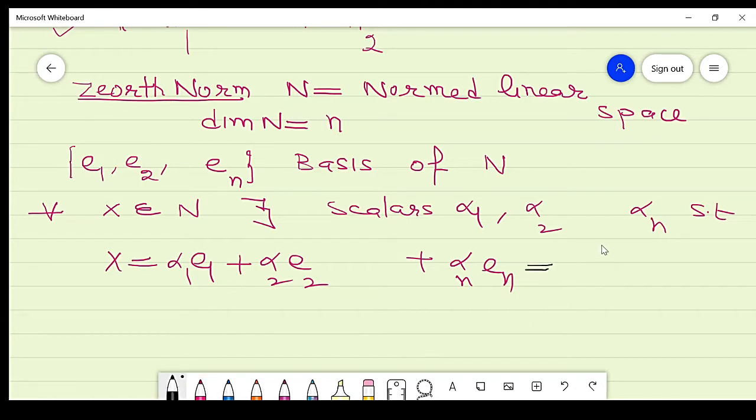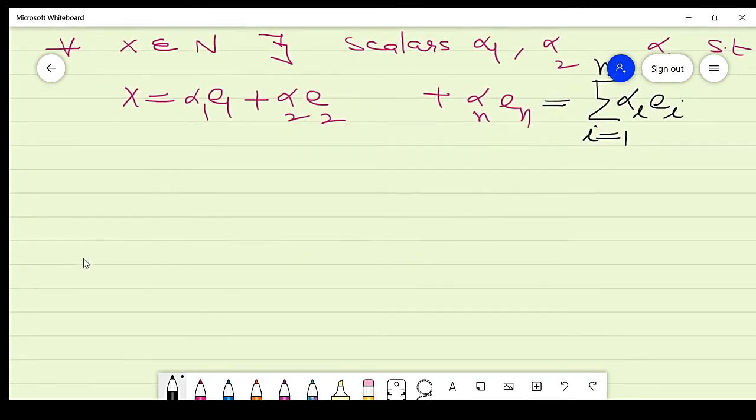Also in summation form, this can be written as the sum of alpha i ei, where i runs from 1 to n. This is the summation form. Clear? So this expression is unique because it is a basis. If this expression is unique, what is the zeroth norm?